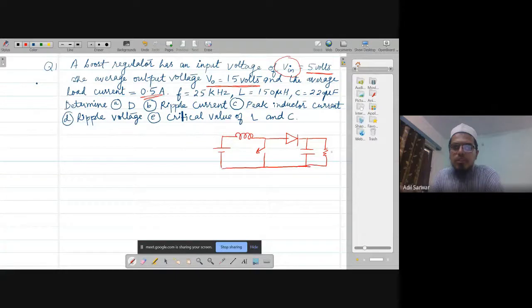So this is capital V naught, which is given as 15 volts. This is your diode, this is your inductor, and it is 150 microhenry. So L is 150 microhenry. This is the switch. The switch is a fully controlled switch. It could either be a MOSFET, or a BJT, bipolar junction transistor, or it could be an IGBT, insulated gate bipolar transistor, any of them.